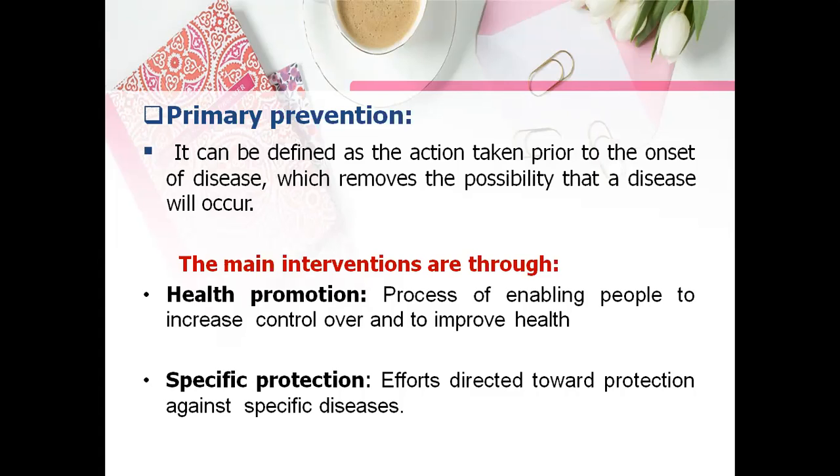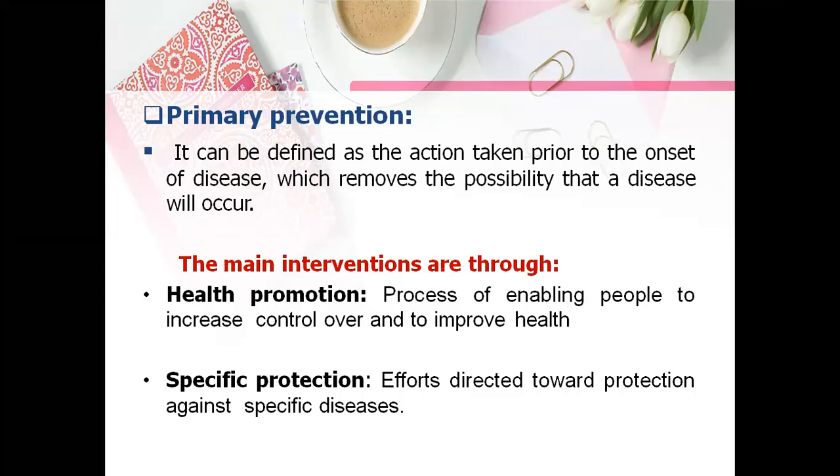Whenever we say specific protection, we are trying to protect individuals from a specific disease. For example, protection against malaria. If they are living in an area which is very dirty, where the lane is very dirty and there are so many mosquitoes breeding there, we will tell them how to protect themselves from malaria. Because they are already at risk, we will educate them about how to use a mosquito net, how to use mosquito repellent cream, how to wear long sleeves, and how to keep the surroundings clean. All of those come under specific protection.